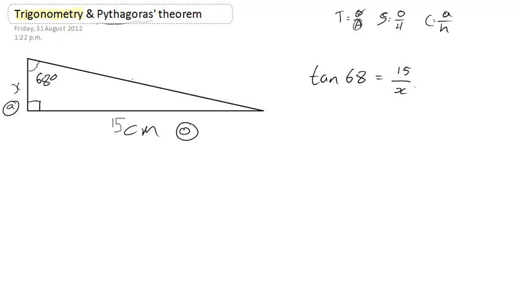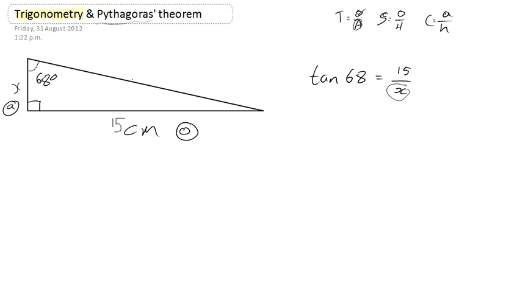is my missing side. Now that's somewhat different from the last one, because in the last video we had the missing side on the top, and therefore it was really easy to solve. Now this time I've got the missing side on the bottom. I can't just move the 15, because if I move the 15 over, it will become a divide by 15, but I've still got 1 over x, and that's not very neat.